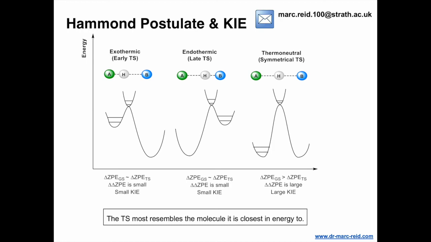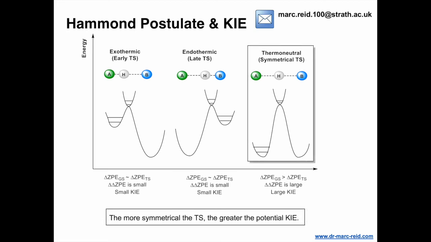In the centre, a similar case is presented for the scenario of an endothermic process reading left to right. This time, the transition state and product energies are most similar, meaning the structure of the transition state is most like the products. Again, the delta delta ZPE is small, and any resulting kinetic isotope effect is also small.